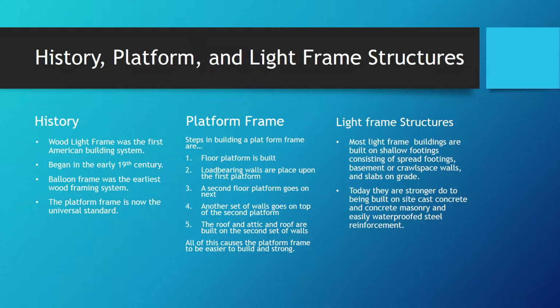Alright, the history of platform and light frame structures. Wood light frame was the first American building system. It began in the early 19th century. Balloon frame was the earliest wood framing system, and then platform frame is now the universal standard.